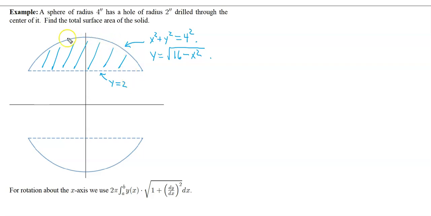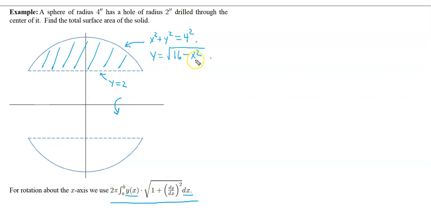Now for this curve up here, we're going to be rotating around the x-axis. And so we want to use our surface area formula for rotation around the x-axis. So once again, we're going to use this one where we're integrating with respect to x. And the y of x here we think of as being the radius of a small frustum.